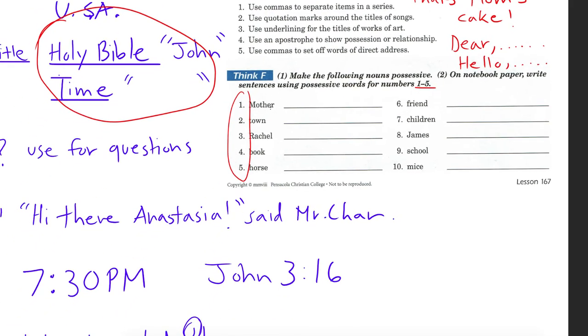So it's really easy to make a word possessive. All you have to do is just add, so you have the word here, just add apostrophe s. It makes it possessive. So mother becomes mother's. Town becomes town's. All right.